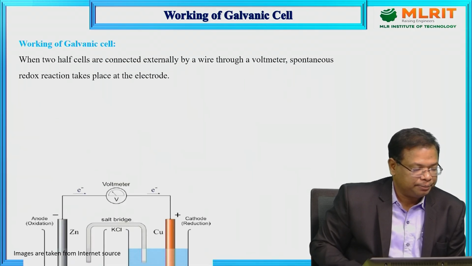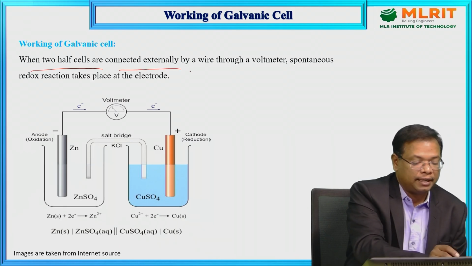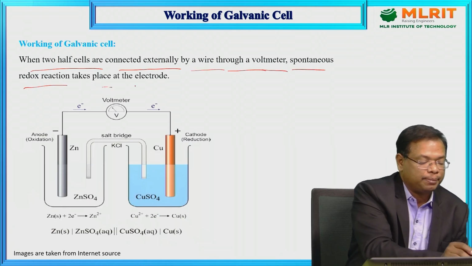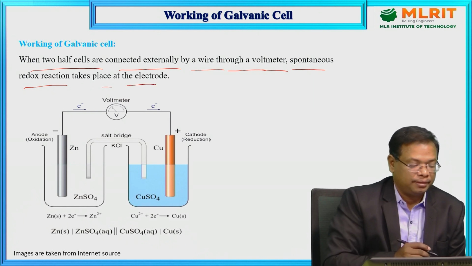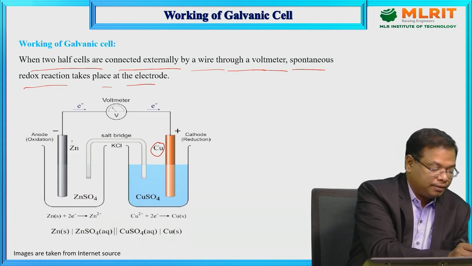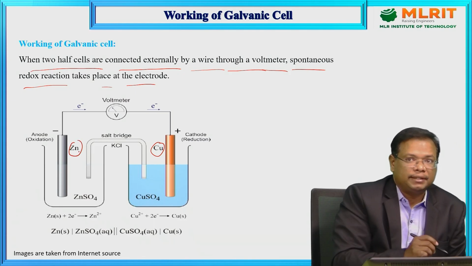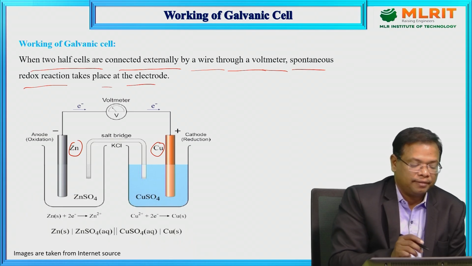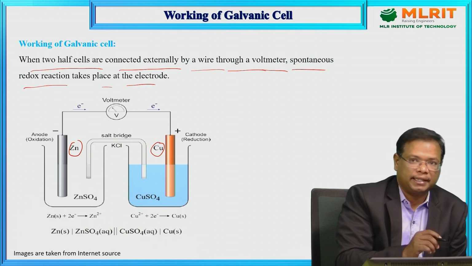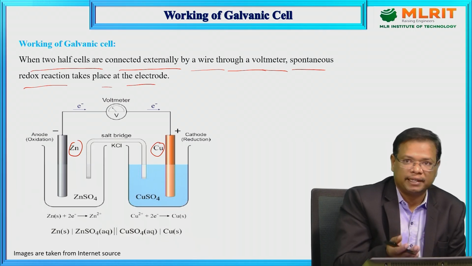Working of the galvanic cell. See here, when two half cells are connected externally by a wire through a voltmeter, a spontaneous redox reaction takes place at the electrodes. So, we can see here, this is a copper electrode, this is a zinc electrode. Zinc more readily loses electrons when compared to copper. So, zinc is acting as an anode and copper is acting as a cathode. Both are metals, they can lose electrons.